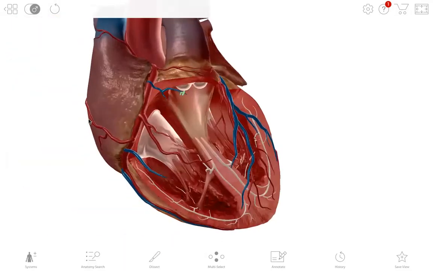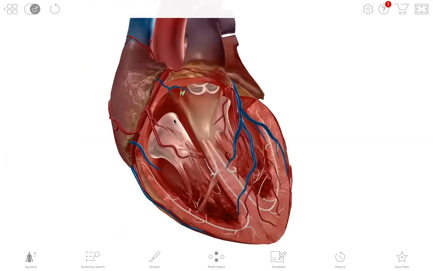right atrium. Okay, from the opening, the tricuspid valve. This in front of you is called the tricuspid valve, which consists of three cusps: anterior cusp, posterior cusp, and a septal cusp. The tricuspid valve is attached through chordae tendineae. These small tendinous strands called chordae tendineae will be attached to the papillary muscle.